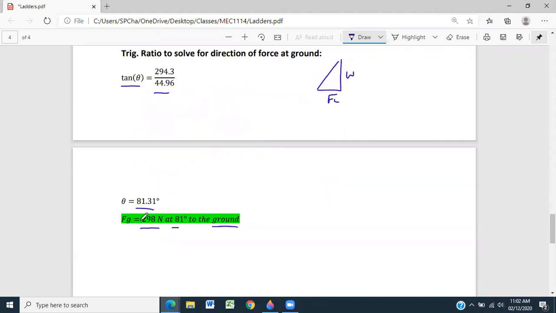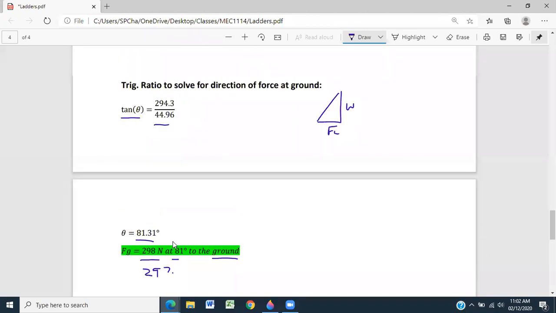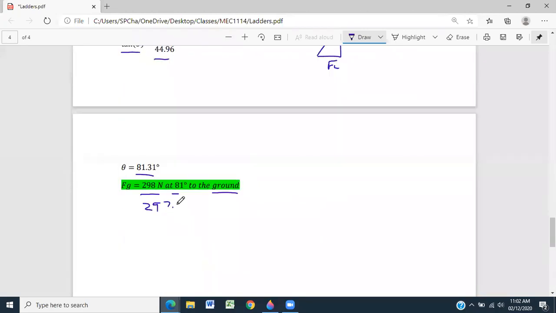But yeah, so this here, you could write this too, FG is equal to 297.71 newtons at the 81 degrees, you find 81 degrees to the ground. Yeah, to the ground. I just round this up, right? I just round this up, 297.71, right? I just round that up. 298 newtons.